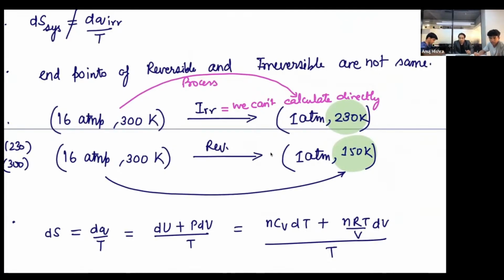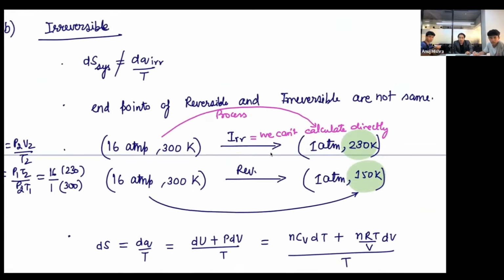Write down dS is, and please note down, and please write down this part also. dS system is not equal to dq reversible upon T. Write down end points of reversible, irreversible are not same. Write down what are the end points of reversible. Note कर लो सारी चीजें please. ठीक है, फटाफट नोट कर लो.